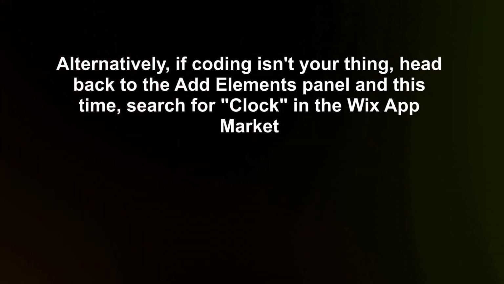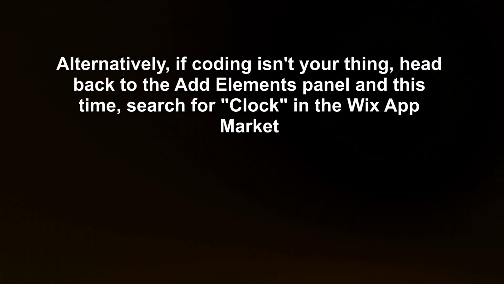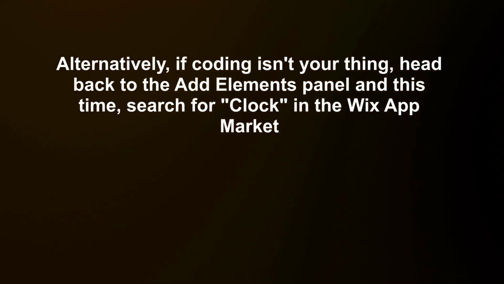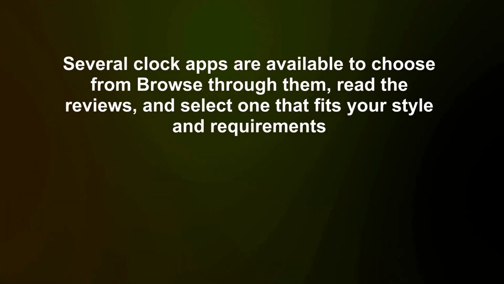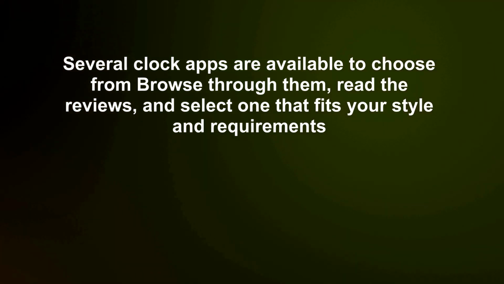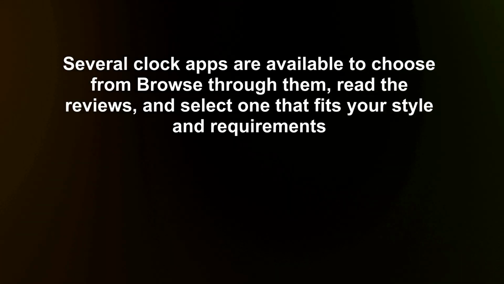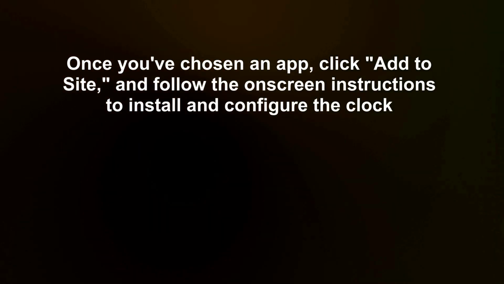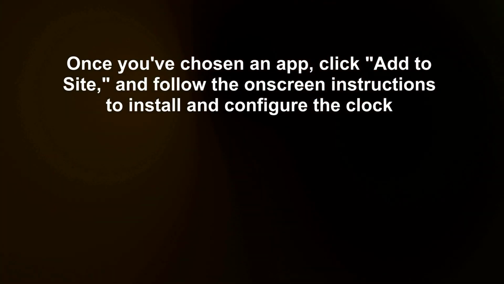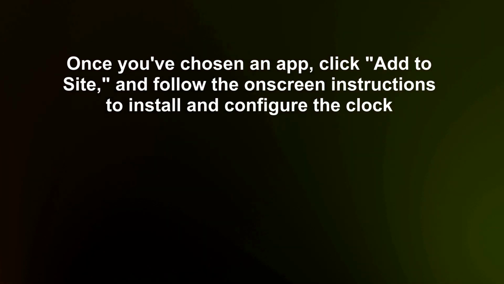Alternatively, if coding isn't your thing, head back to the Add Elements panel and this time, search for clock in the Wix App Market. Several clock apps are available to choose from. Browse through them, read the reviews, and select one that fits your style and requirements. Once you've chosen an app, click Add to Site, and follow the on-screen instructions to install and configure the clock.